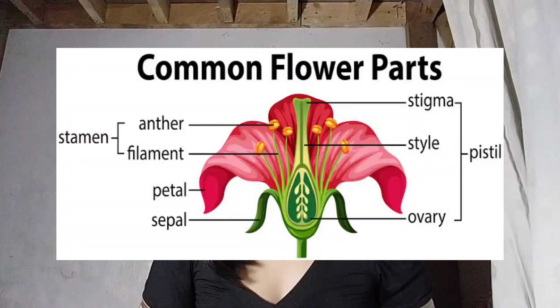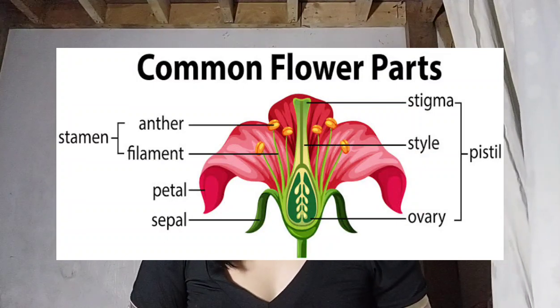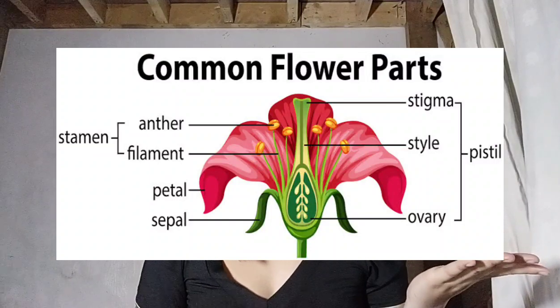Good day. Today we are going to talk about the parts used in pollination. There are two key parts that are included in pollination, and these are the female part and the male part of a plant.